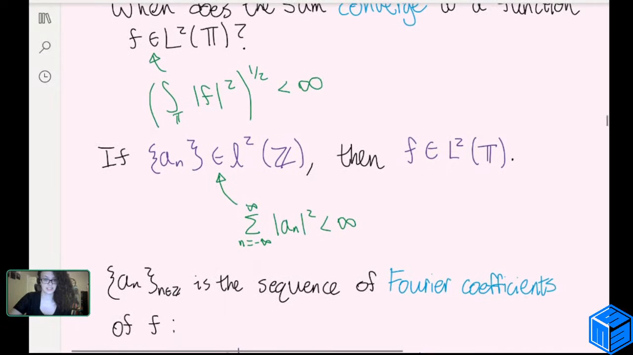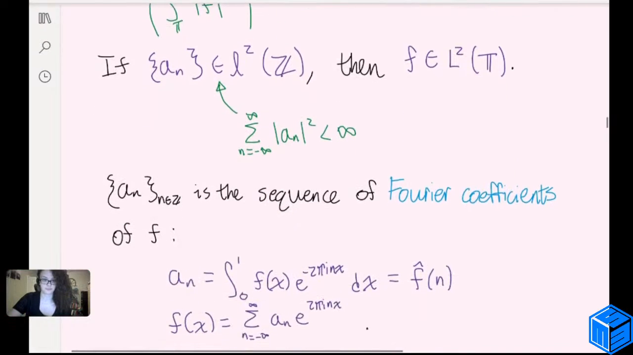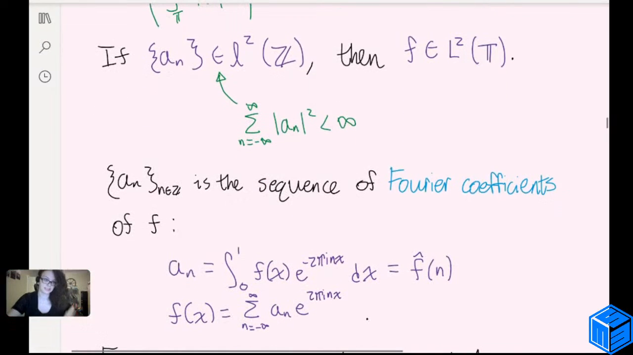And so in this case, this sequence a_n is the sequence of Fourier coefficients of f. And that means that we can write these a_n as the integral from 0 to 1 of f of x e to the minus 2 pi i n x dx. And another way to write these Fourier coefficients is f hat of n. And then we have this f of x, that's our symbol that we were discussing just a moment ago.